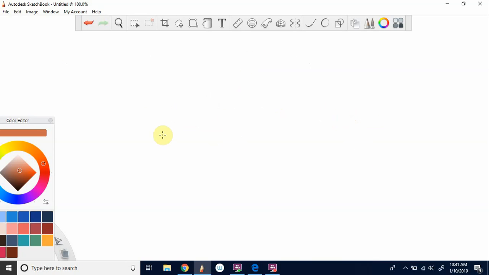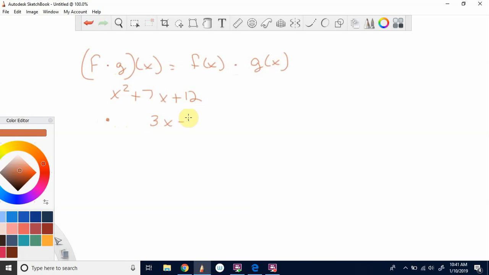All right, so now we're going to do example 2, which is multiplying and dividing. So they want us to do (f · g)(x), which is the same thing as f(x) times g(x). So what is f(x)? It's going to be x squared plus 7x plus 12 times g(x), which is 3x minus 4. So remember, I said you can do it this way, or you can do the distribution. I'm going to do it this way.